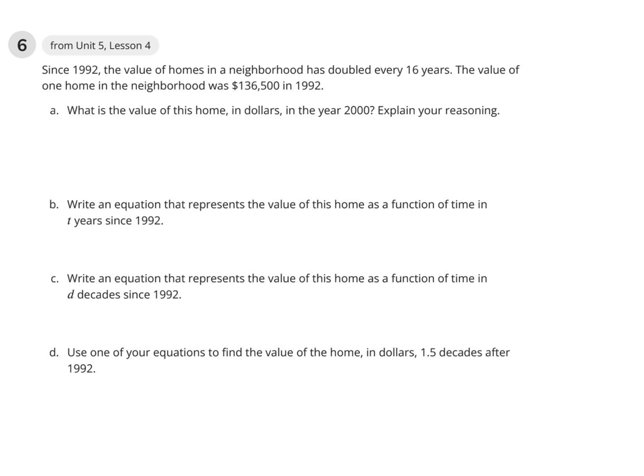Okay, since 1992, the value of homes in the neighborhood has doubled every 16 years. The value of one home in the neighborhood, what was the value of the home in 2000? Well, since 2000 is 8 years away and it's 16, that gives us 8 out of 16. So we're going to take our original amount, it doubles, that's our rate, to the 1/2, and that gives us approximately $193,040.